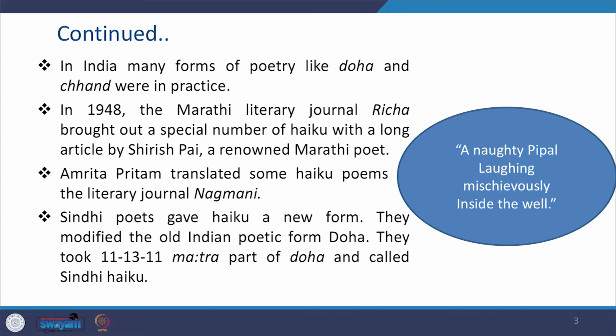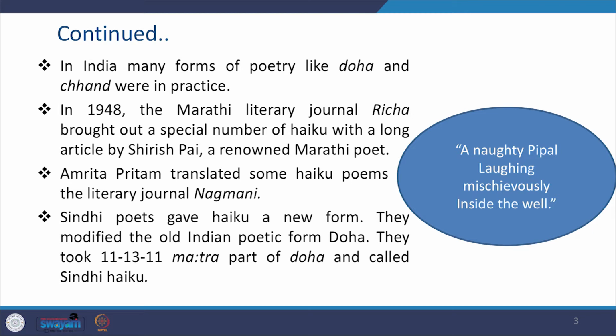And in the previous lecture also we had talked about Tagore being considered the first haiku poet in English. In 1948, the Marathi literary journal Richa brought out a special number of haiku with a long article by Shirish Pai, a renowned Marathi poet. Even Amrita Pritam also translated some haiku poems in the literary journal Nagmani. Some Sindhi poets have also developed this form, and they modified the old Indian tradition of Doha, and they took the 11, 13 and 11 matra part of Doha and called it Sindhu haiku.